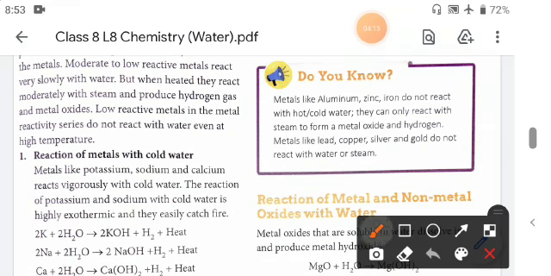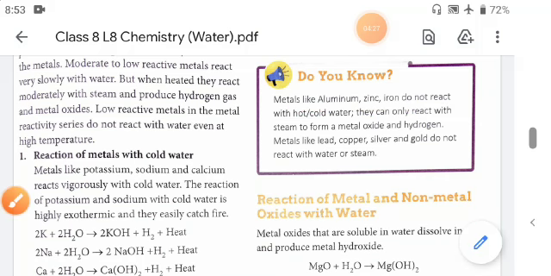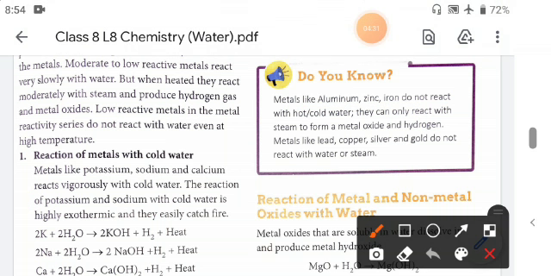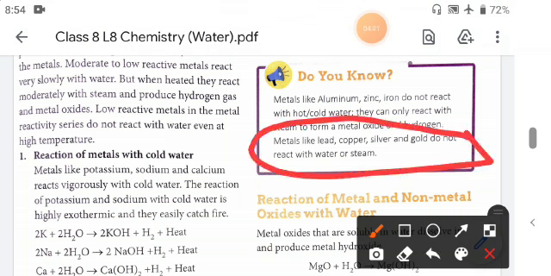It is important that metals like aluminum, zinc, iron don't react with hot or cold water, they react only with steam. And metals like lead, copper, silver and gold don't react with water or steam. Okay, these metals don't react with water or steam.